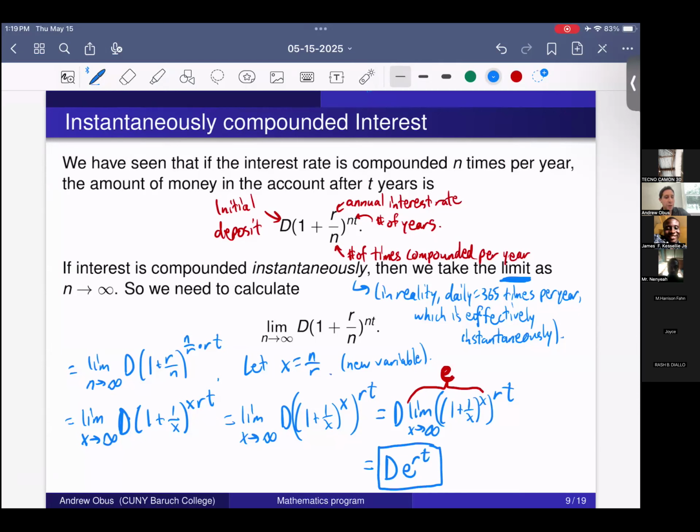Okay, so if you compound your interest rate instantaneously, then the amount of money that you have after t years is just your initial deposit times e to the rt, where d and r are the same things. D is the initial deposit, r is the interest rate, and t is the amount of time. It turns out that when you compound your interest instantaneously, you actually get a formula that's much simpler than the many times per year compounding. So this final formula is just d times e to the rt. If you know your interest rate and what you start with, then you know what happens after t years.